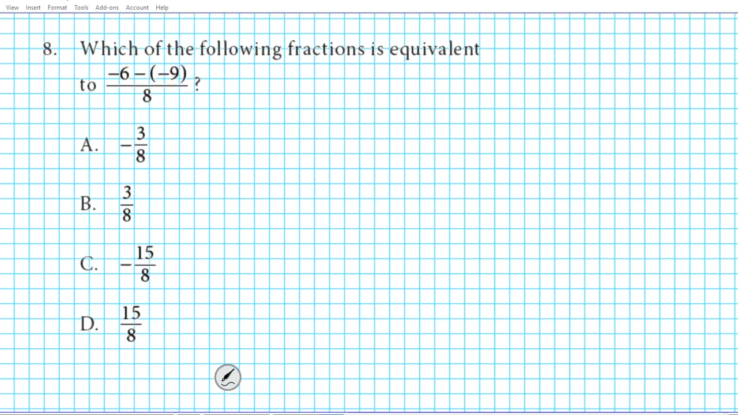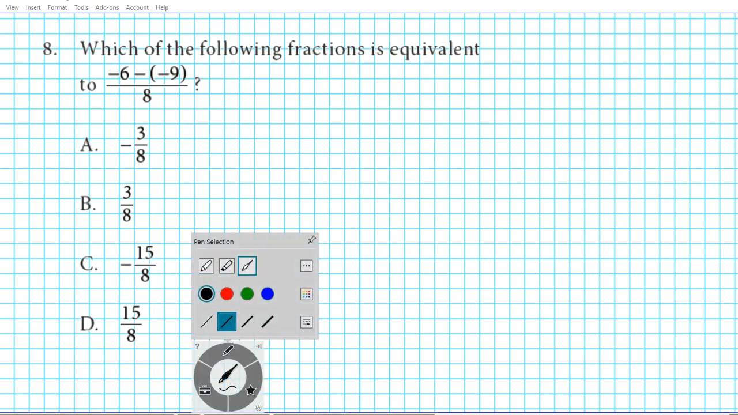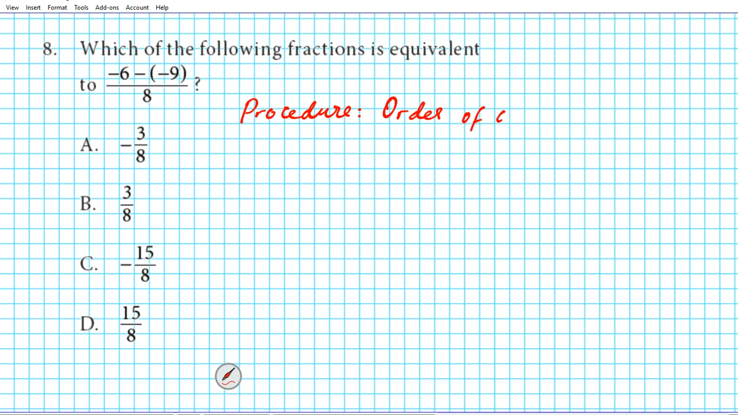Alright, let's take a look at question 8. It reads, which of the following fractions is equivalent to -6 minus -9 over 8? The procedure we're going to use for this problem is something known as the order of operations. This is how you simplify arithmetic operations.